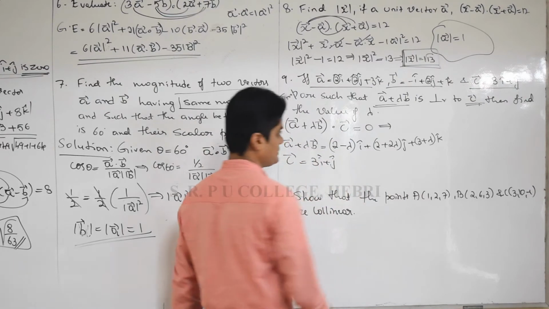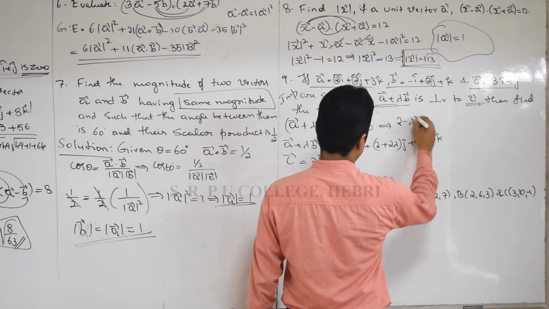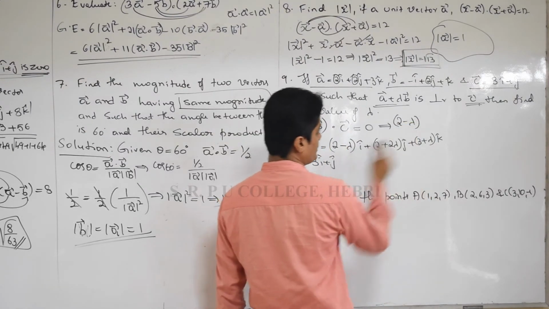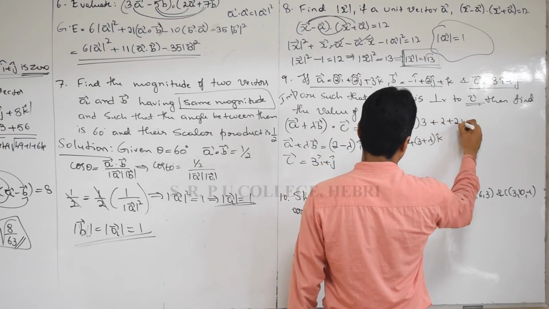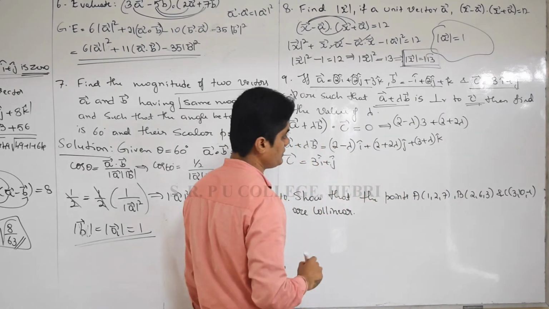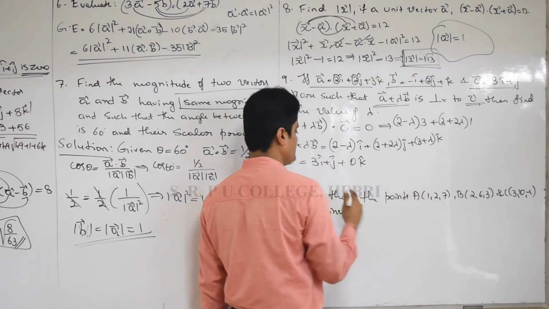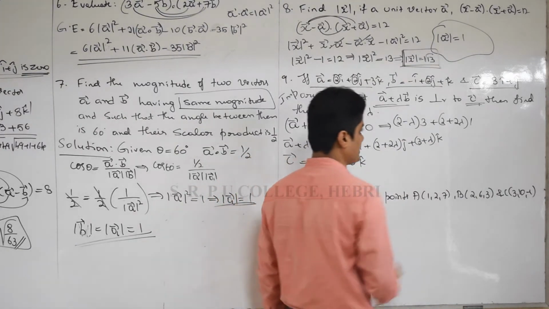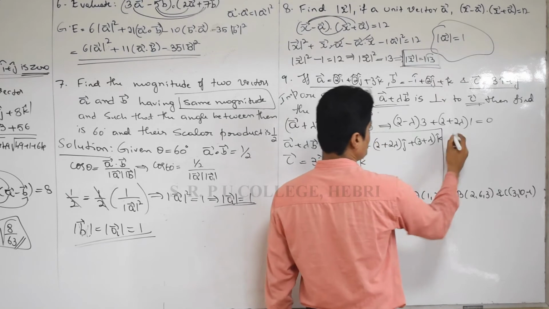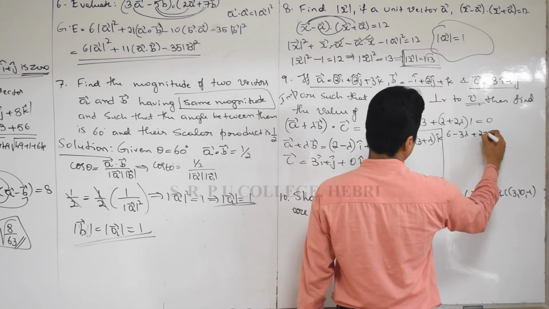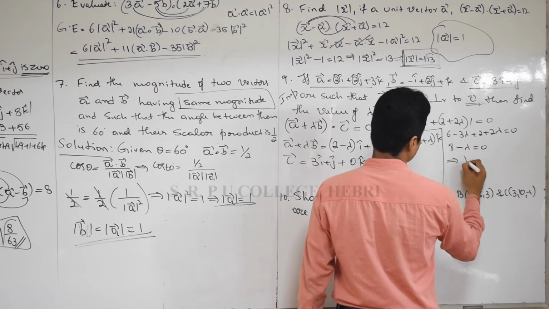Now the dot product is 0. 2 minus lambda is the coefficient of i, and in C it is 3, so multiply by 3. Then j: 2 plus 2 lambda is the coefficient of j in A plus lambda B, and the coefficient of j in C is 1. The coefficient of k is not there in C, which means it is 0, and 0 times something is 0, so no need to write that. The dot product is 0. Now simplify: 6 minus 3 lambda plus 2 lambda is equal to 0. So 8 minus lambda is equal to 0, which implies lambda is equal to 8.